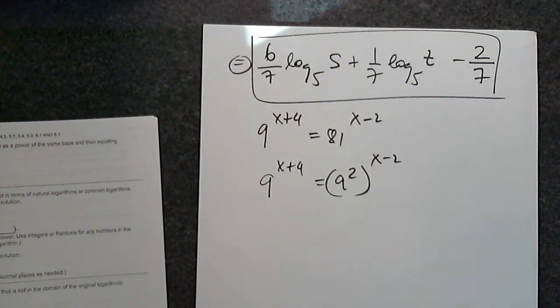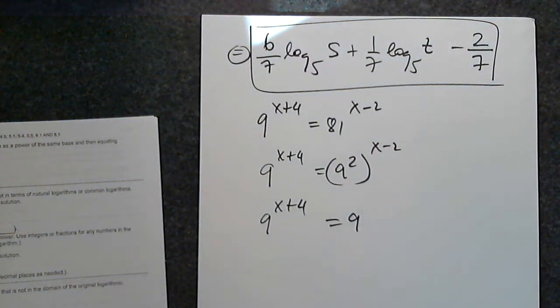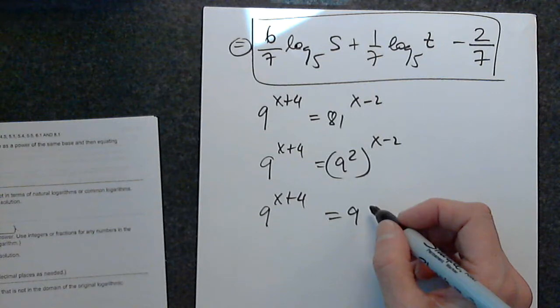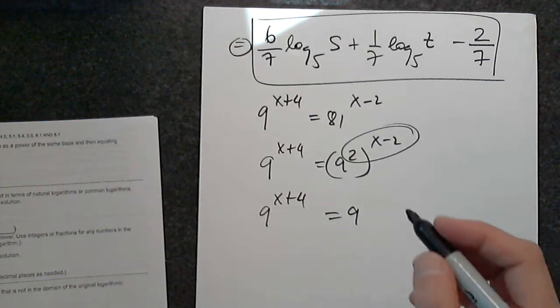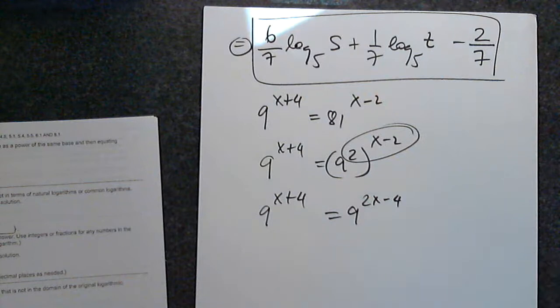So then the left-hand side is 9 raised to x plus 4. The right-hand side is 9 raised to which power? Say it again. I have to multiply these two. Copy the base, multiply the exponents. Yes, very good. 2x minus 4.